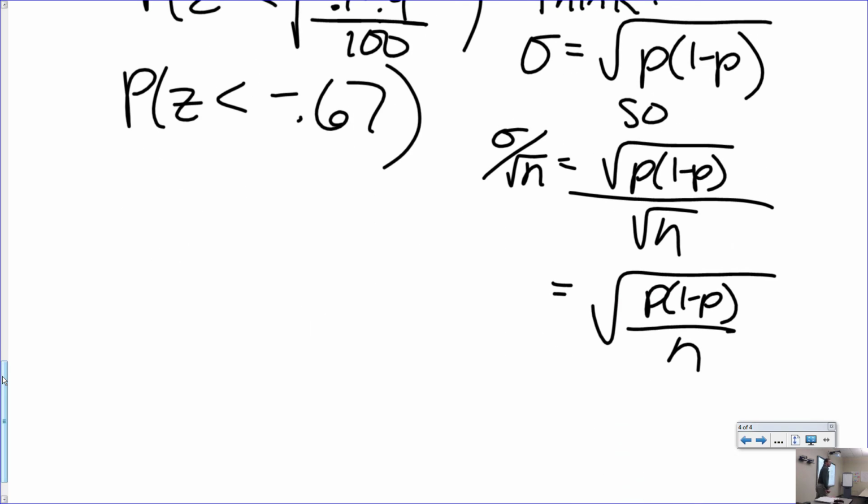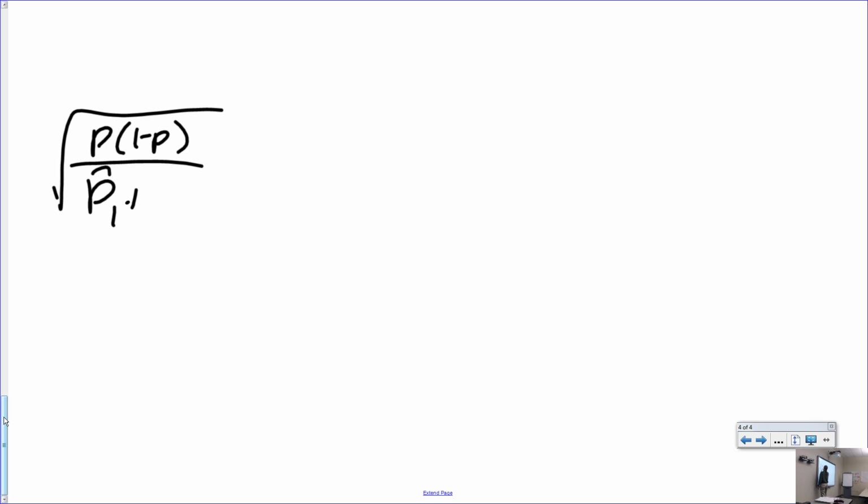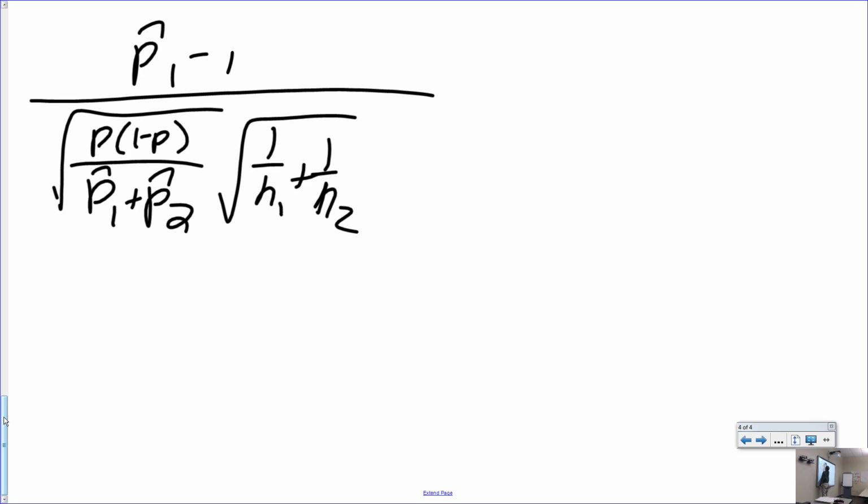What's the worst formula we're going to have to deal with? Worst? Yeah. You're going to have one that's going to look something like this, from chapter 8. There's one that's like p times 1 minus p over p hat 1 plus p hat 2 times the square root of 1 over n1 plus 1 over n2. This is all going to be over p hat 1 minus p. So something along those lines.